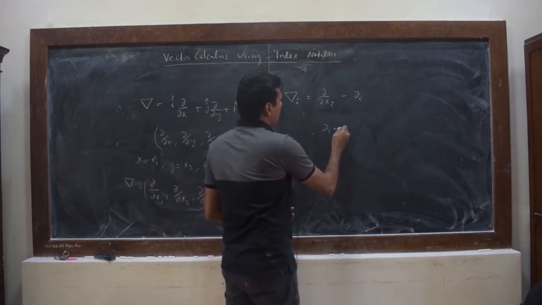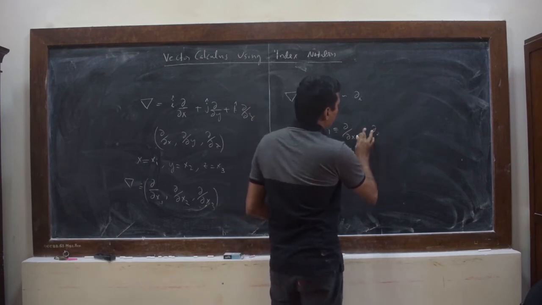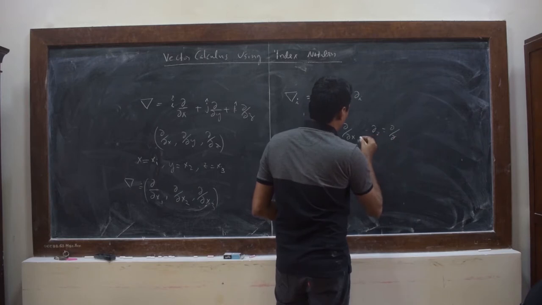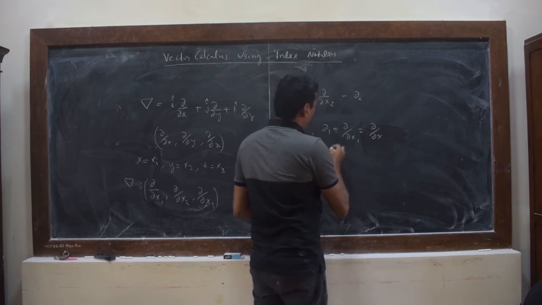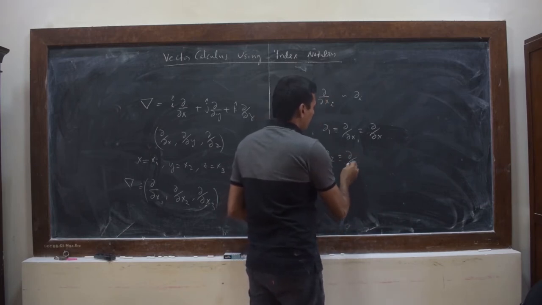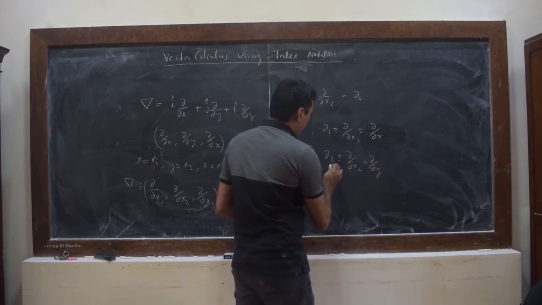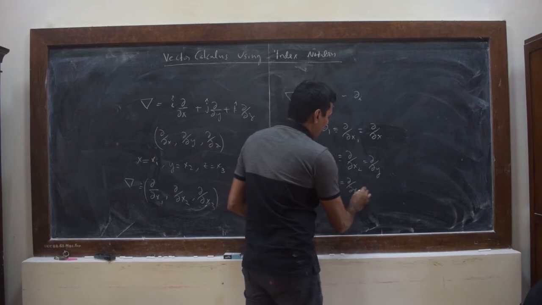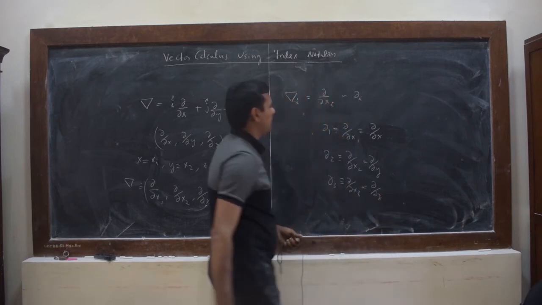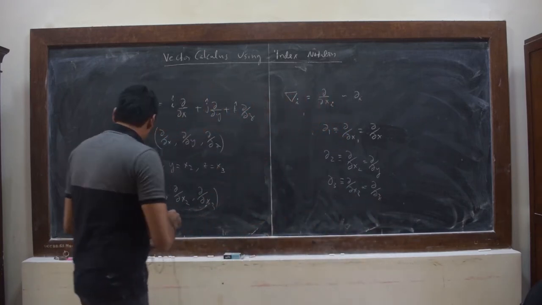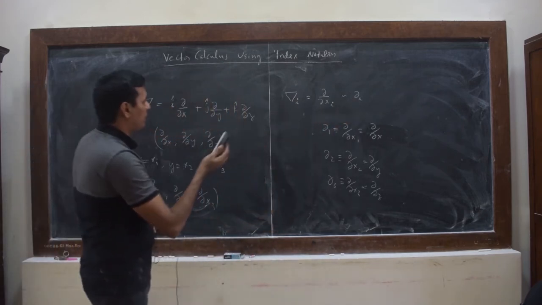That means del 1 is equivalent to del by del x1, or basically del by del x. Del 2 is equivalent to del by del x2, del by del y. And del 3 is del by del x3, which is equal to del by del z. So these will be the components, component-wise.